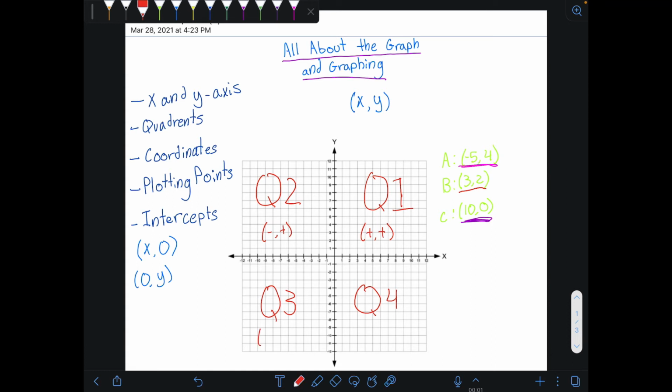Now, same with our quadrant 3 and quadrant 4. Quadrant 3 is negative and negative, so both x and y will be negative. Quadrant 4 is positive and negative, so x will be positive and y will be negative.